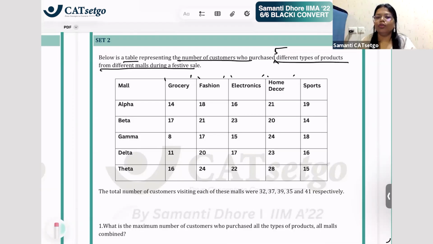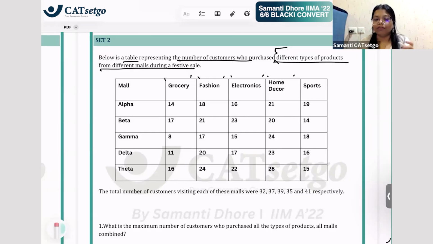In the table, what they have told you, like, let's say there's an alpha mall. In alpha mall, 14 people bought groceries. 18 people bought fashion like clothing. 16 people bought electronics. 21 people bought home decor stuff. 19 people bought sports. Right? So this is how these people ended up buying different kind of things. And similarly for other malls.